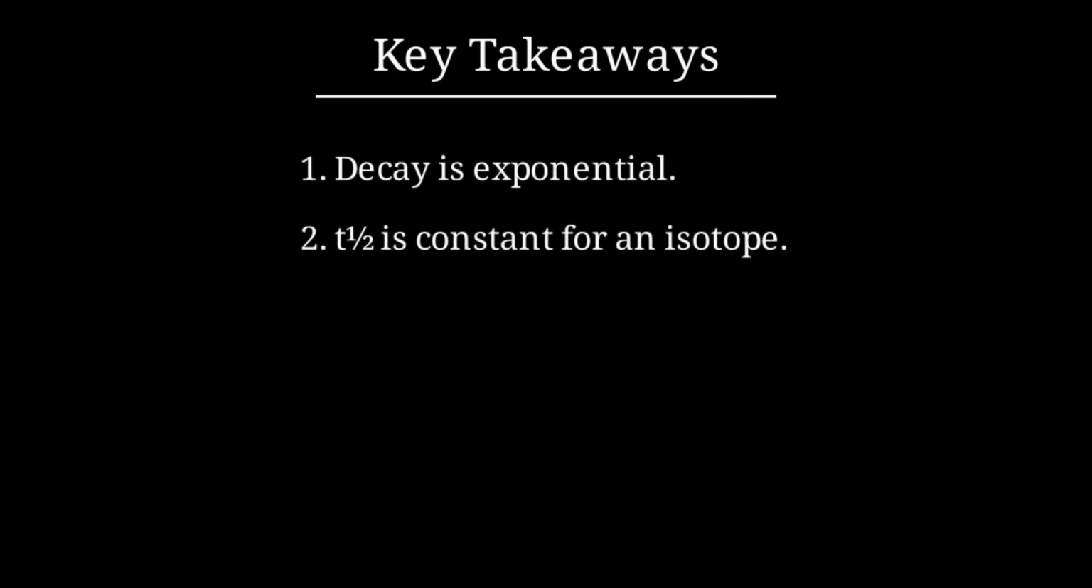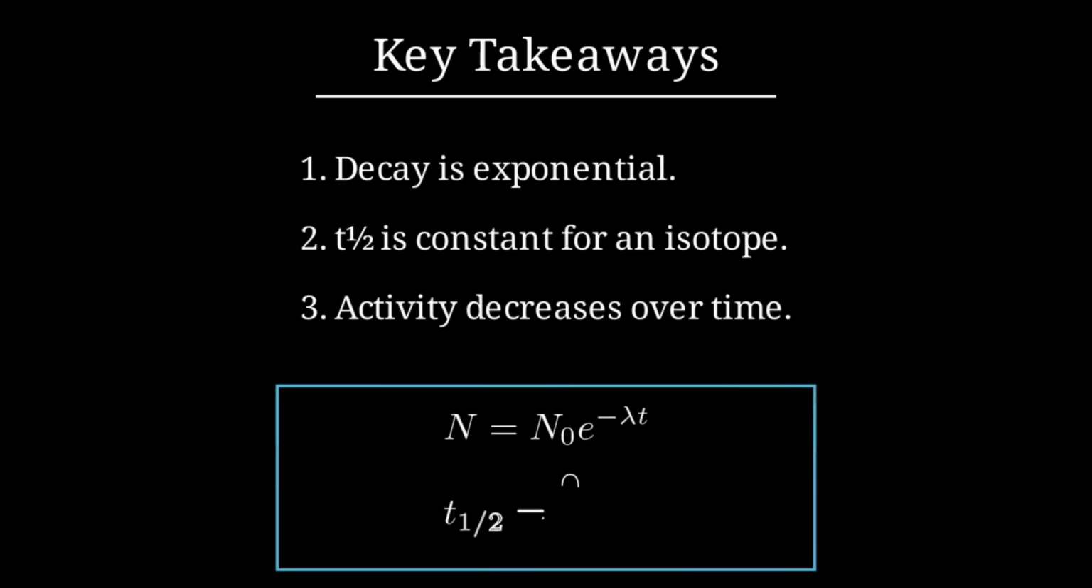To summarize, radioactive decay is a statistical process resulting in an exponential decrease of nuclei. The half-life is a fixed property of an isotope, inversely proportional to its decay constant. These laws allow us to predict the behavior of radioactive materials over vast timescales.